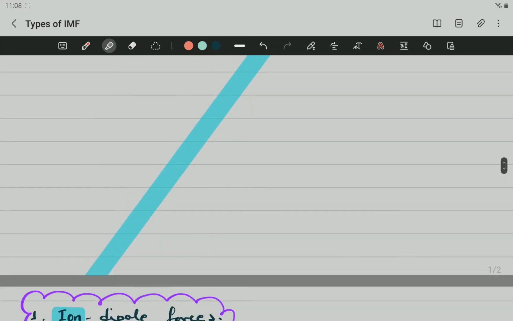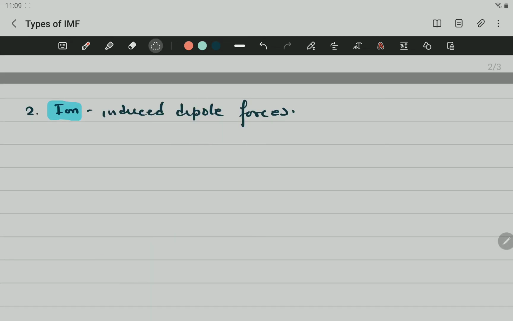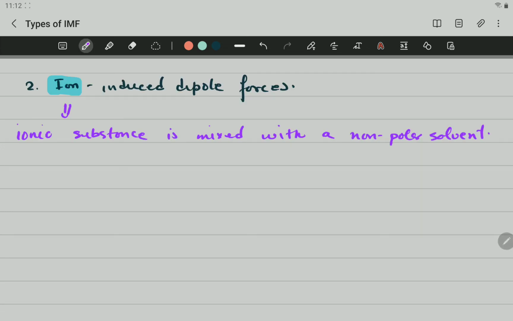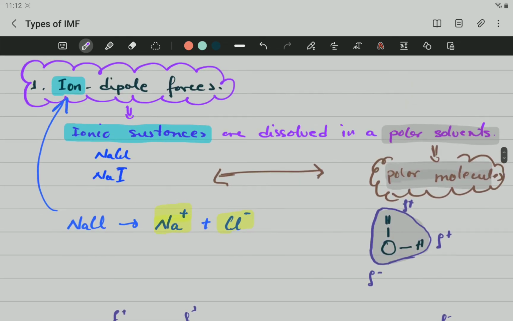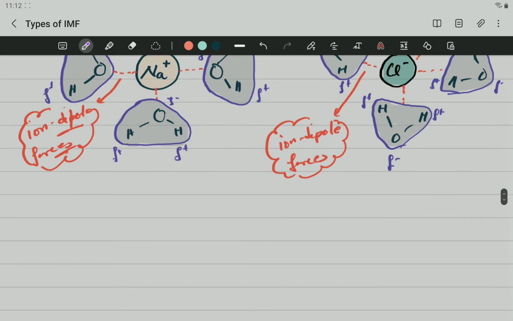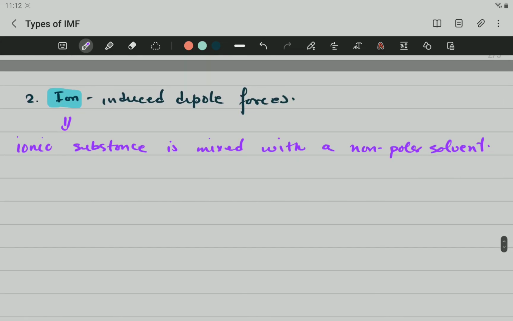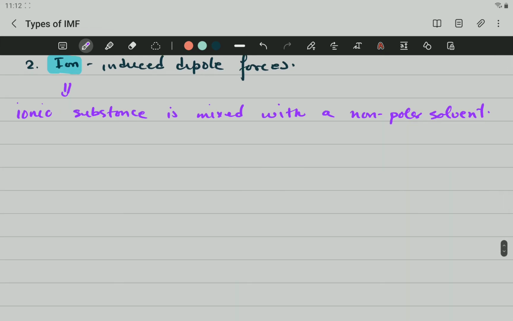So let's go to the second one, and that is going to be ion-induced dipole forces. So the first thing is to see when the ion-induced dipole forces is going to form. Now this one will happen generally when an ionic substance, and we already spoke about ionic substance right here, so we don't have to repeat what we said here. The video otherwise will be too long. We spoke about ionic substance, and we spoke how ionic substances dissociate, how they break into ions, and these ionic substances are mixed with a nonpolar solvent.